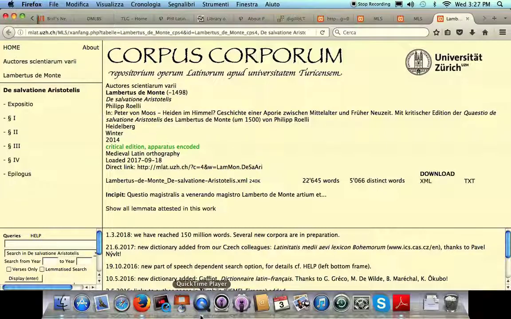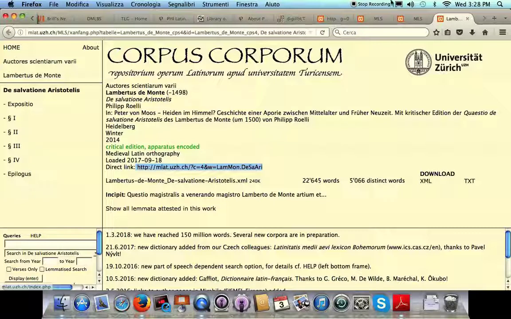Here you see the incipit of the text, the number of words in the text, the number of distinct words in the text, the XML file, the text file, and these two things you don't see if you're not me because they're not yet publicly available. The annotated file would be an annotated XML file with a part of speech annotation, but it's still too messy to have everybody see this. And also the PDF doesn't yet work the way it should.